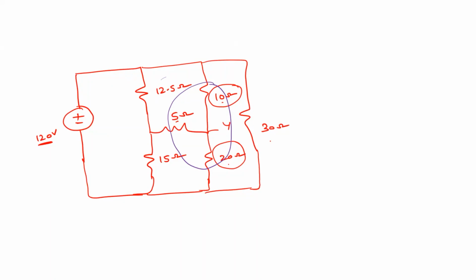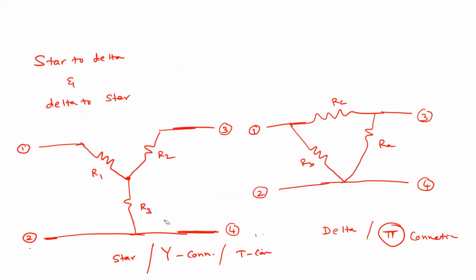So in this kind of problems, what we have to do is apply the star delta or delta to star transformation, so that these resistances will become a series parallel combination, so that we can easily find the resultant resistance. So next thing is, how to actually convert the star connection into delta and delta connection into equivalent star connection.